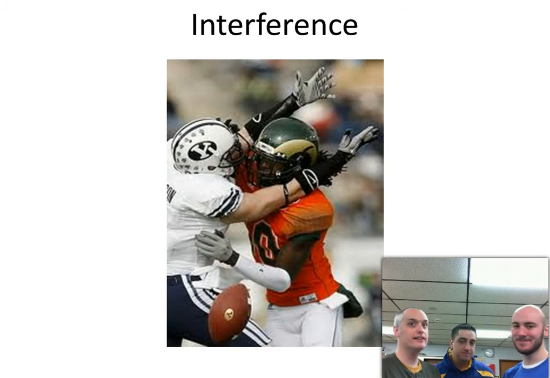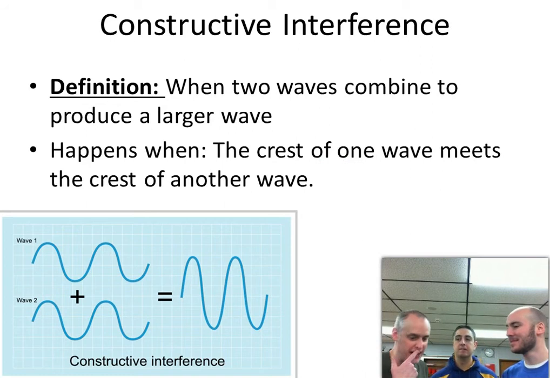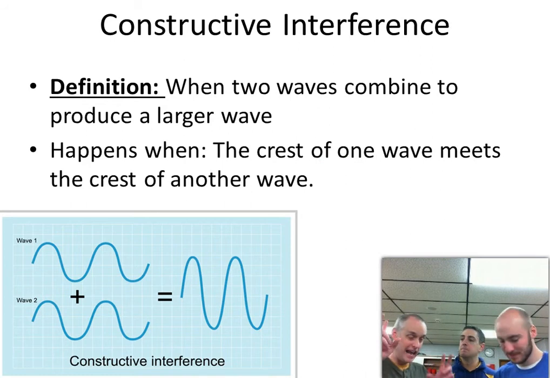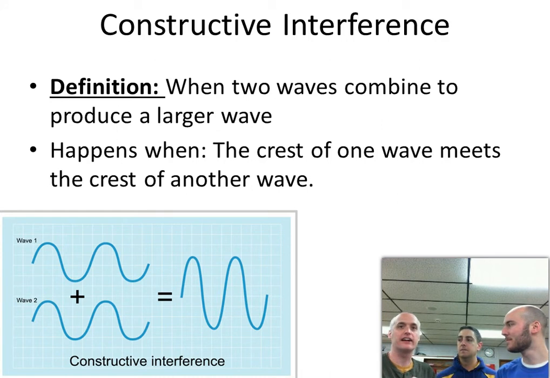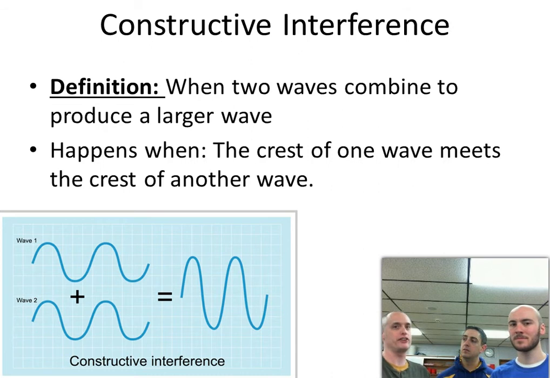Interfering. Okay, all right. It's all about interference. All right, constructive interference. Now, here's the first thing you guys got to think about. Interference is not always a negative or a positive thing. It's just a way that waves combine and interact. So the definition of this is when two waves combine to produce a larger wave, that is constructive interference, because when you construct something, you build something.